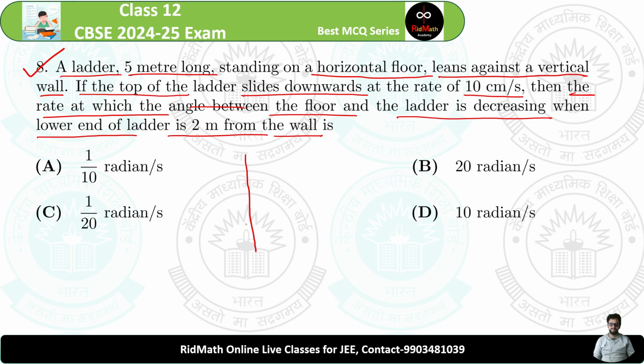This is the vertical wall and this is the horizontal floor, and a ladder is like this. Now the top of the ladder is decreasing its height at 10 centimeter per second. Now this is 5 meter long, so we have to convert it into centimeter, that means 500 centimeter. Now this is the angle between the ladder and the horizontal floor. So this is theta, and we have to find d theta by dt.